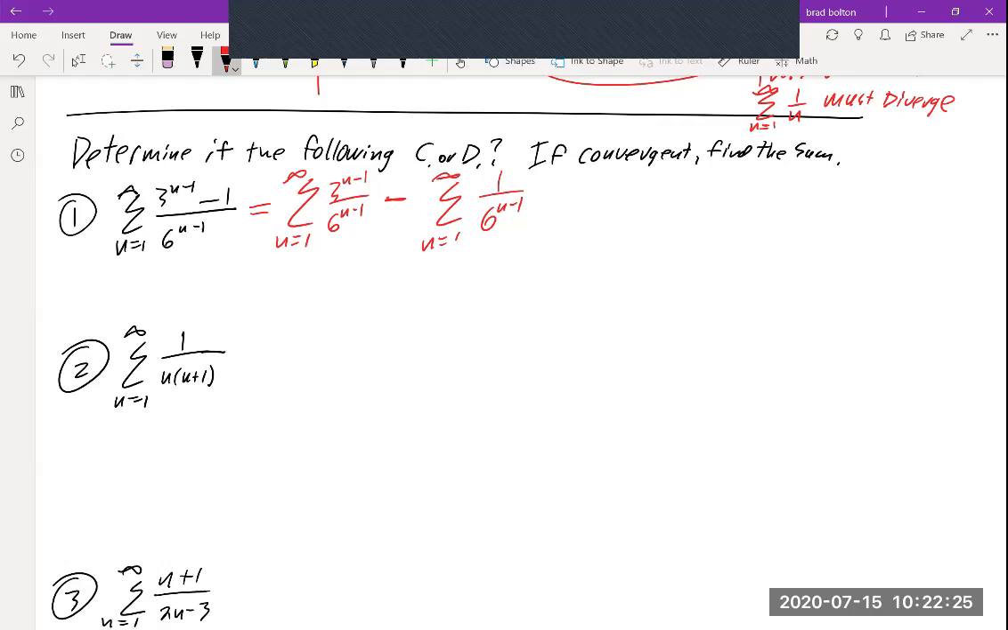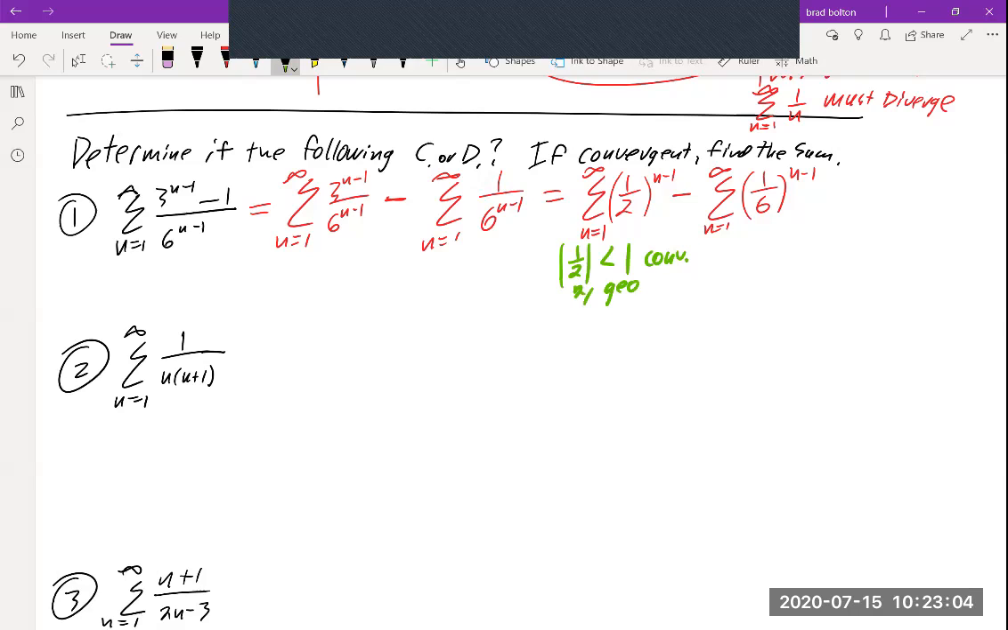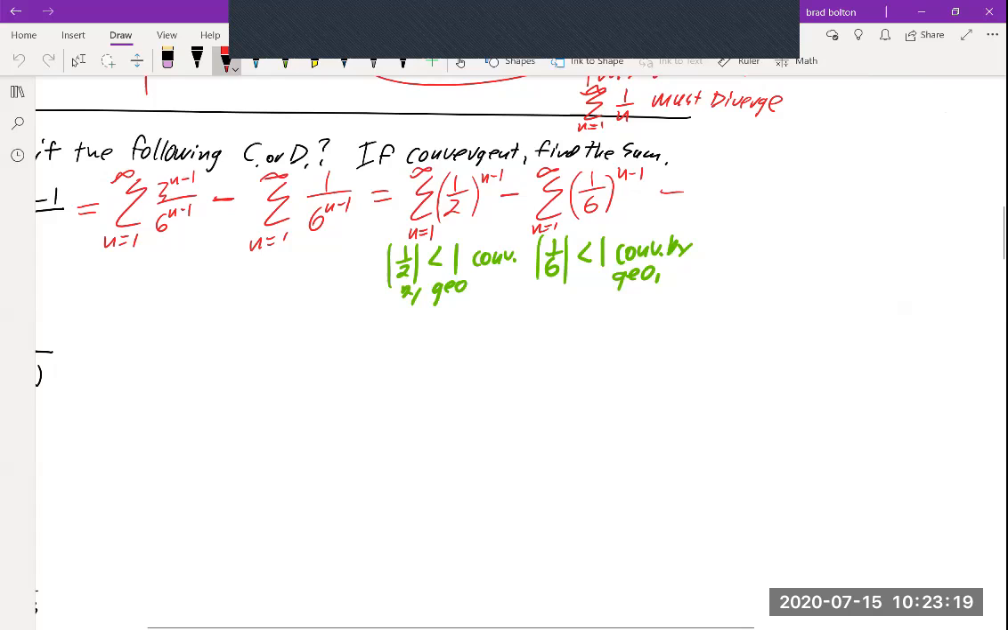So what we're going to do is say that this is actually 3 over 6, but we know 3 over 6 is 1/2, right? So this is really 1/2 to the n minus 1 minus 1 over 6 to the n minus 1, and these start at n equals 1 to infinity. Now we know that this one is convergent because 1/2 is less than 1, so convergent by geometric. And we know this one with 1/6, this geometric, is convergent because that's less than 1, so convergent by geometric. So now we can find their sums.